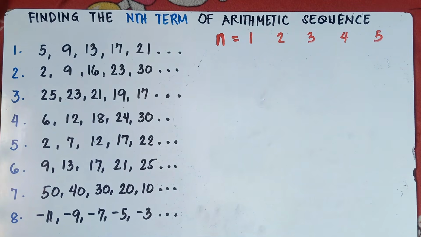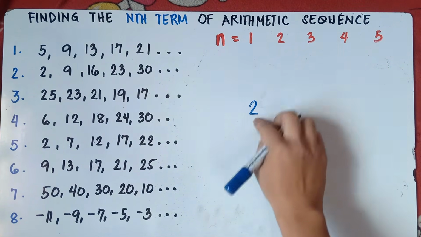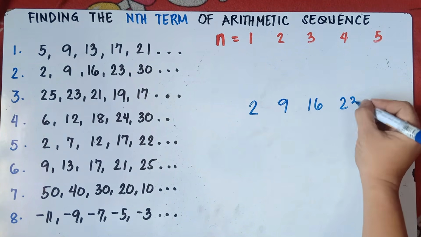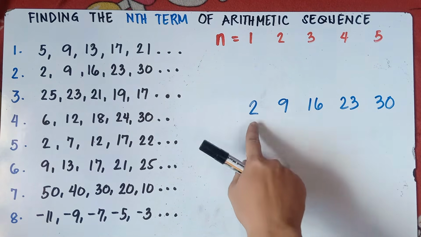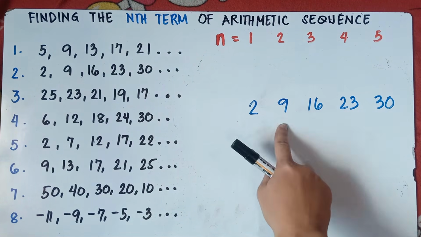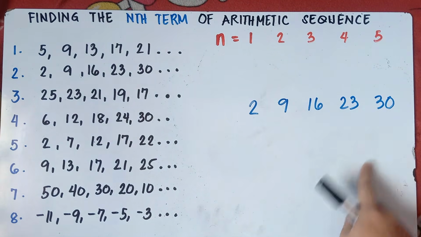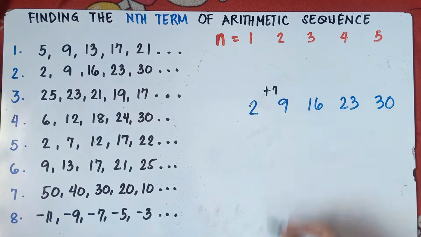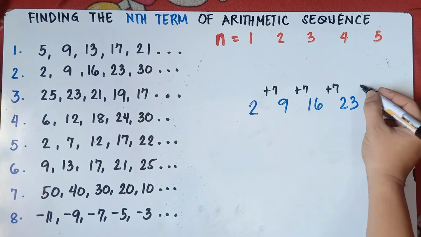Alright, number 2. So the numbers will be 2 for the first term or the first position, 9, 16, 23, and 30. So what would be the thing that you will do? The 2 to become 9, 9 to become 16, 16 to become 23, and so on to become 30. Of course, the common difference is 7, right? So if you add 7, you will get these numbers.